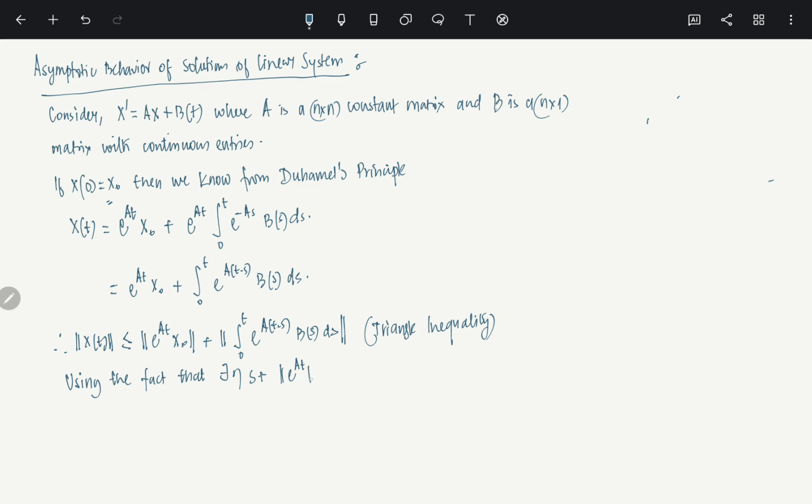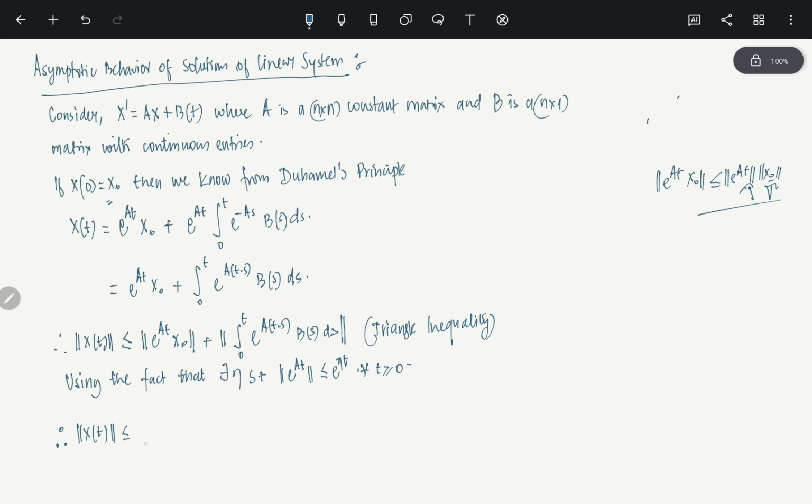is dominated by e to the power eta t. This holds for all t greater than or equal to 0. Then we can use that inequality here, and therefore the norm of x of t can be less than or equal to, if you remember, the norm of e to the power At times x naught can be bounded by the norm of e to the power At times the norm of x naught. This norm is a matrix norm, this is the Rn norm. So this is dominated by e to the power eta t.